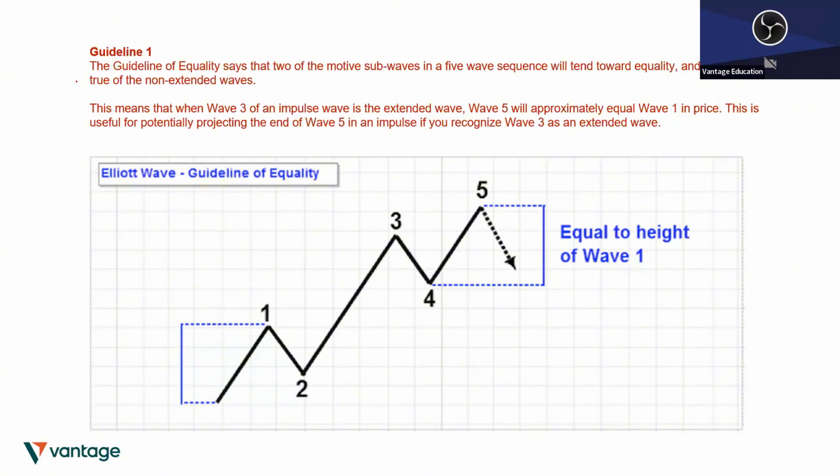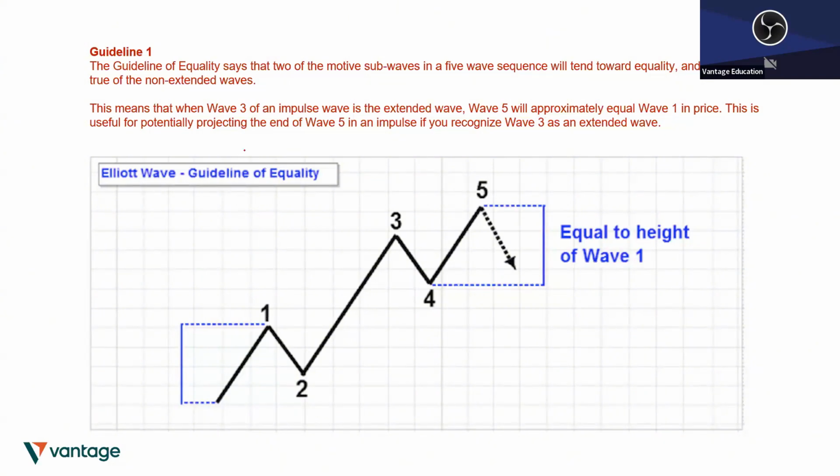Okay, so the guideline of equality says that 2 of the motive subwaves in a 5-wave sequence will tend toward equality. This means that when wave 3 is an impulse wave, it is an extended wave, and wave 5 is usually the same length as wave 1.